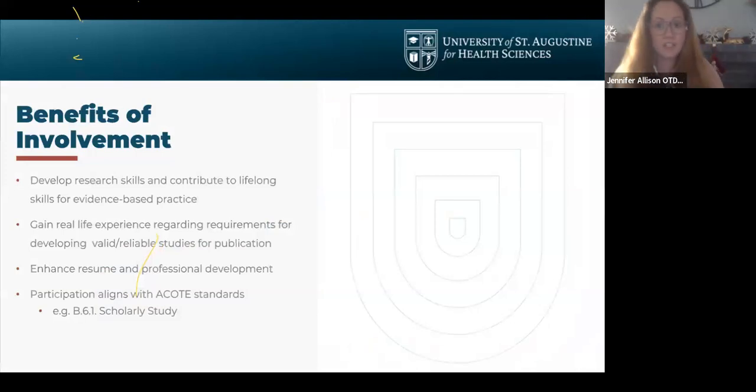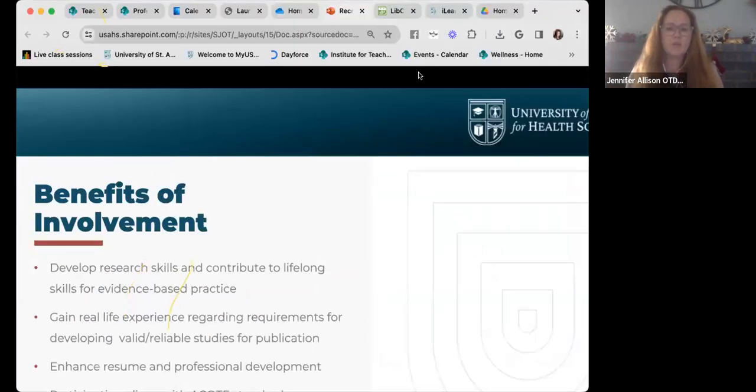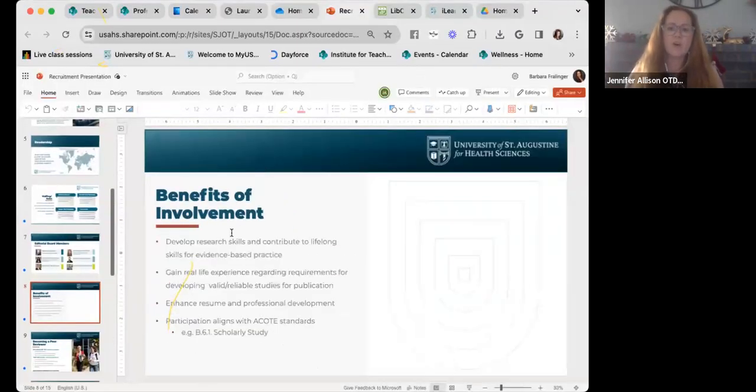So why should you get involved in the student journal? Well, I'm a big advocate of it. I think you can learn so much, and it really enhances what you learn in class. In all of the EIP and the scholarly classes, the stuff that you're learning, this gives you a chance to apply it in a real life environment. These are actual articles that are going to be published in the journal and go out into the world for people to use, reference, and look at.